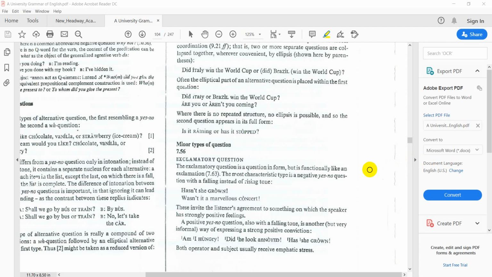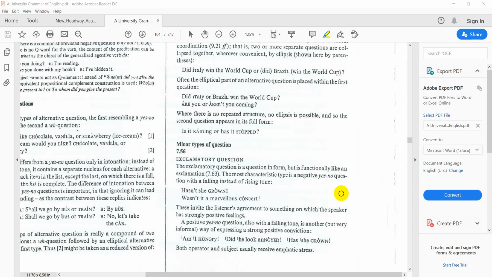Today we are going to explain minor types of questions. Section 7.56, exclamatory question. The exclamatory question is a question in form. So in form, it is a question in which the operator precedes the subject, but is functionally like an exclamation. Like an exclamation. There is no question mark, okay?